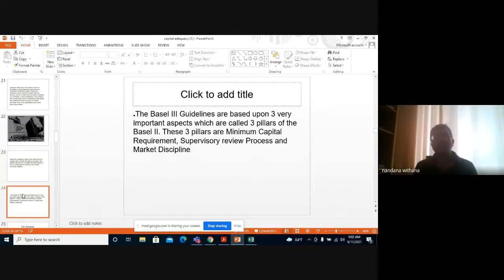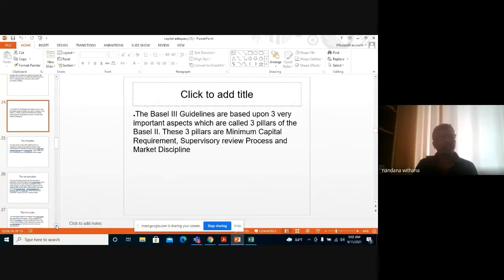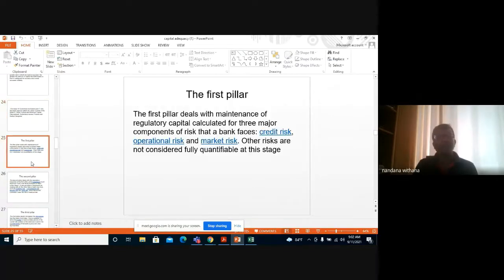The Basel III guidelines are based upon three very important aspects, which are named three pillars. So the pillars are minimum capital requirement, that's what we are talking about under capital adequacy, supervisory review process, and market discipline. So Basel is like a house built on three strong pillars. Just read it. The first pillar deals with maintenance of regulatory capital requirement.